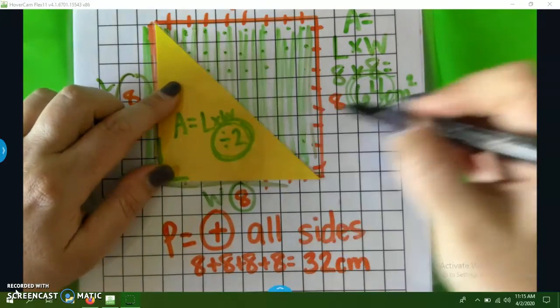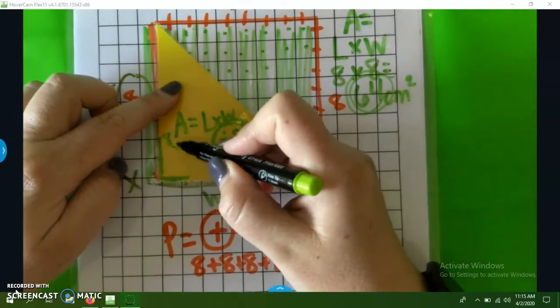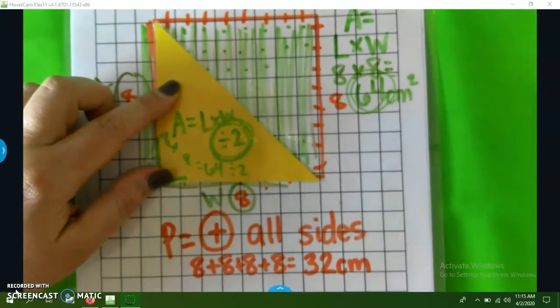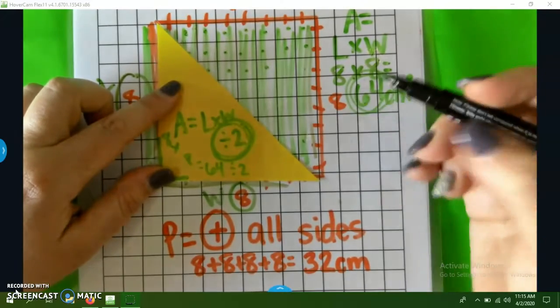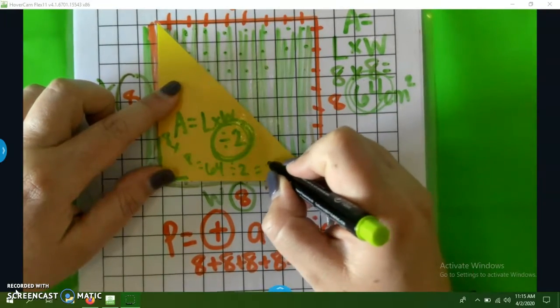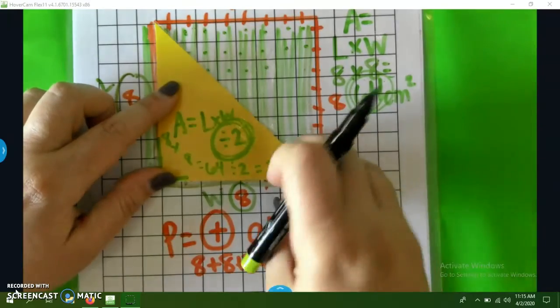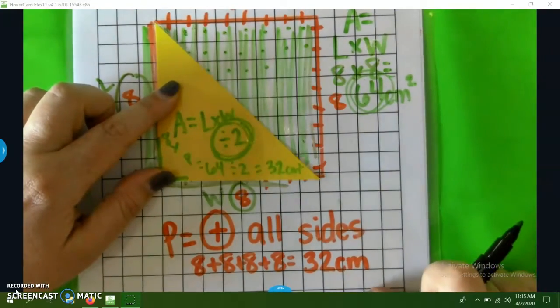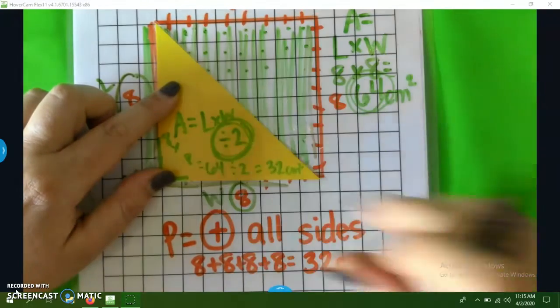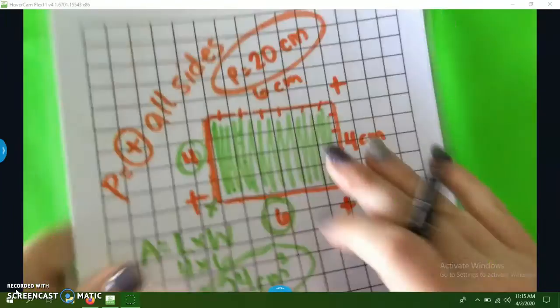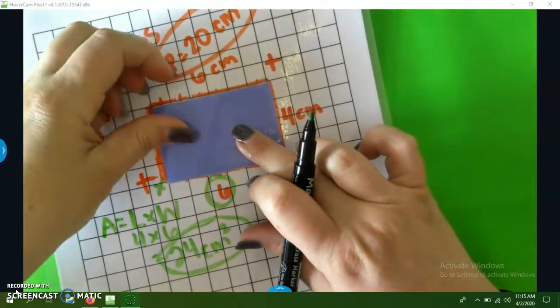So the area of this triangle would be 8 times 8, which is 64, but then I have to divide by 2, and again, you have a calculator for this. 64 divided by 2 would be 32 centimeters squared. It would only cover half as many squares as the whole shape that we looked at earlier. The same is true for this rectangle.